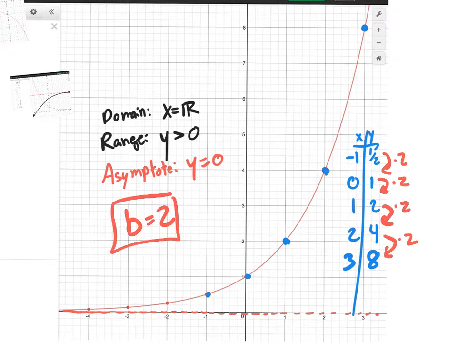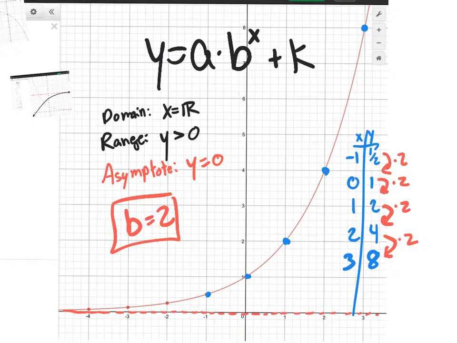Now you guys think of b value, you remember this? y equals a times b to the x plus k? That's the form of an exponential growth or decay function. So we know that the b value is 2. So far we have y equals a times 2 to the x.